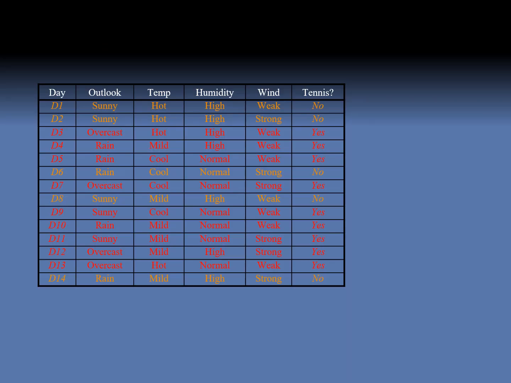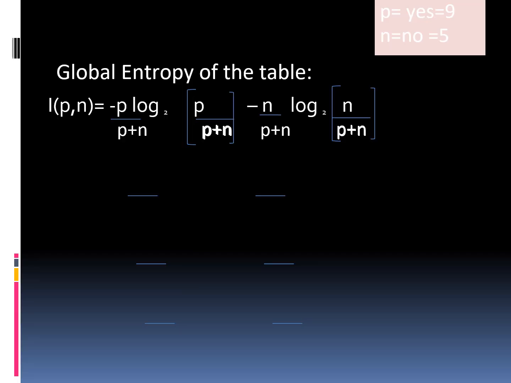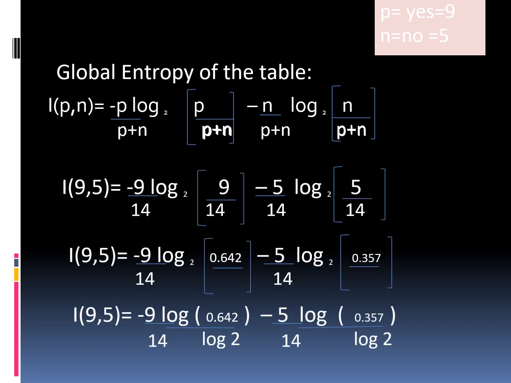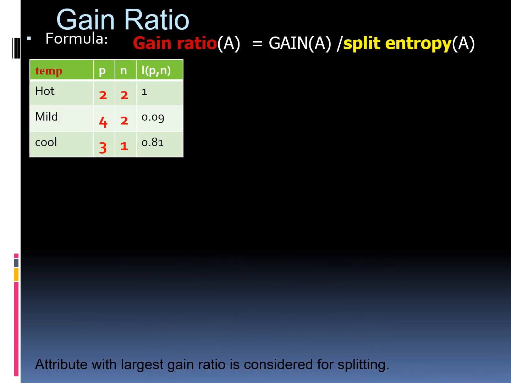So now we'll be taking the same example of the tennis play example, wherein we are having attributes outlook, temperature, humidity, wind, and tennis. The same example that we took in ID3. Here first we'll have to find out the global entropy of the table, similarly to the way you had found out in ID3. So now you have to pick up any one of the attributes and start finding out the gain ratio.